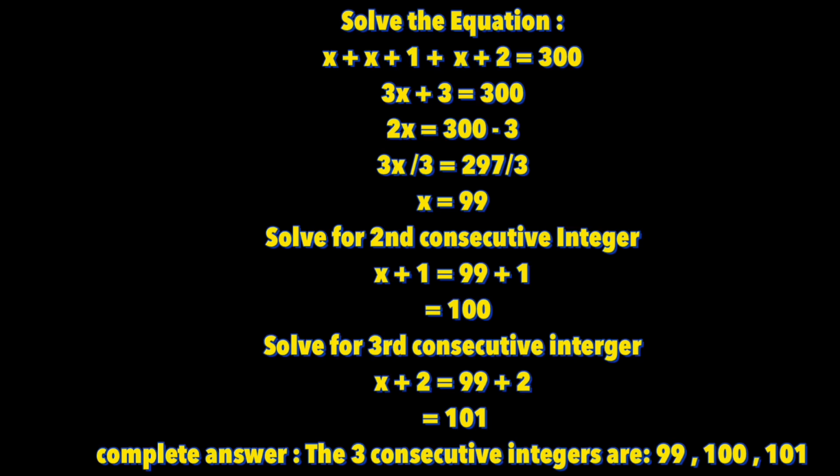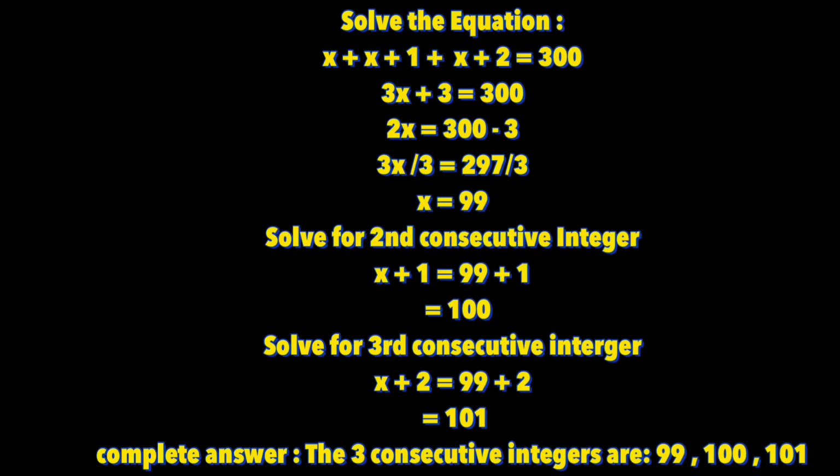Just copy 3x. And since we're solving for x, we're going to divide both sides of the equation by 3. So 3x divided by 3 equals x, and 297 divided by 3 equals 99. So the first consecutive integer is 99. Next, solve for the second consecutive integer.